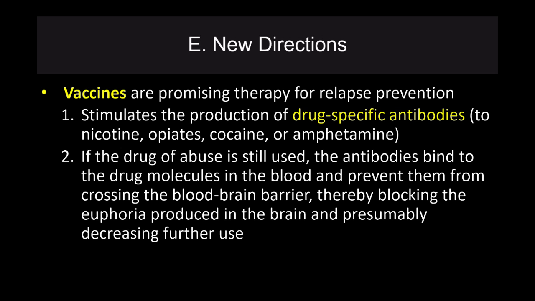Finally, we're getting into the era where we might be able to develop vaccines for relapse prevention. These would stimulate the production of drug-specific antibodies. And so essentially we're getting the body's immune system to go after the drug molecules. And so those drug molecules don't make it to the brain, and as a result, you don't get high, and that decreases further use.